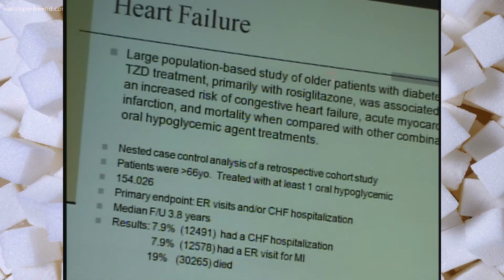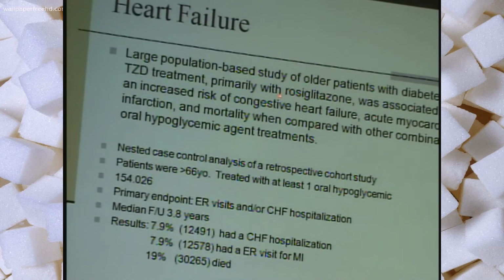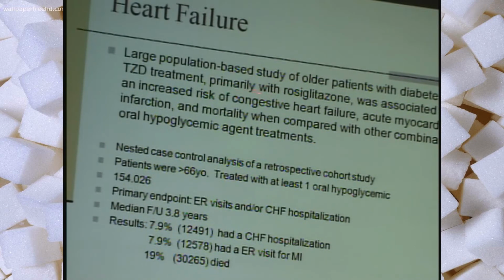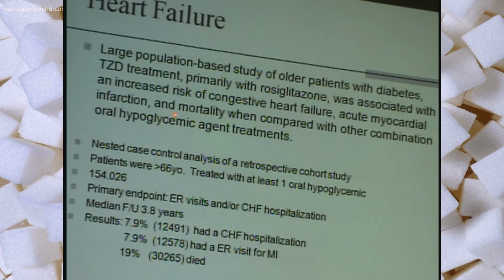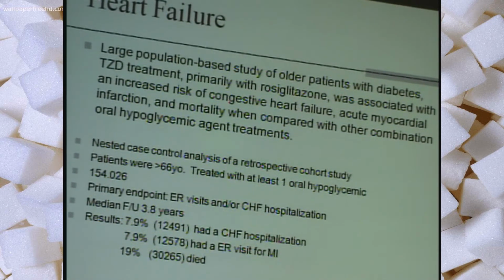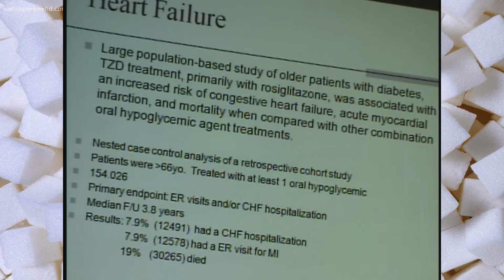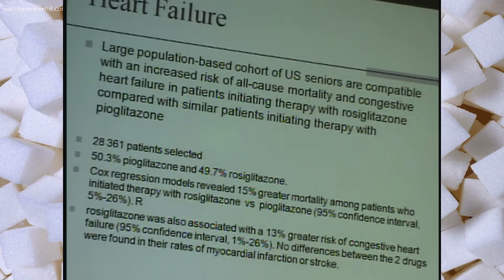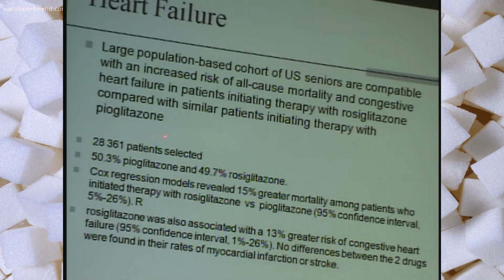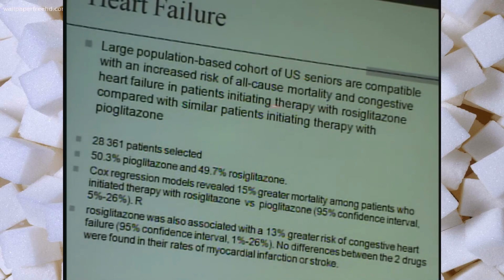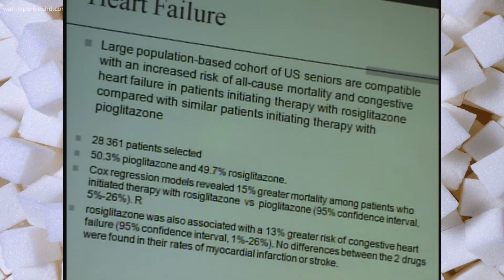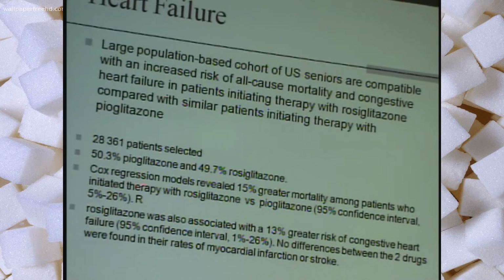This study looked at mainly older patients with diabetes who were primarily being treated with rosiglitazone, and there was an increased association of congestive heart failure, acute myocardial infarction, and increased mortality when compared to any of the other oral hypoglycemic agents. That was JAMA 2007. Then in the Archives of Internal Medicine 2008, they looked at an even bigger cohort of patients, all seniors, and they looked at all-cause mortality and congestive heart failure in patients treated with rosiglitazone compared with pioglitazone. The patients treated with rosiglitazone had a lot higher mortality.